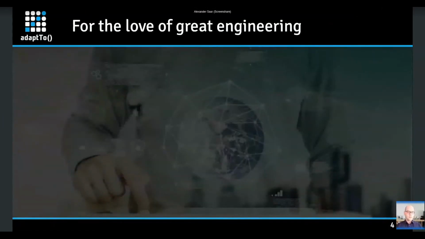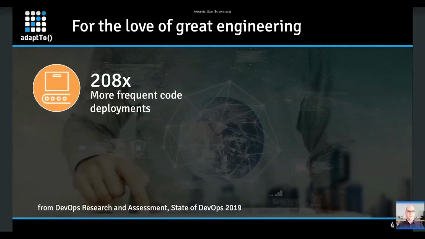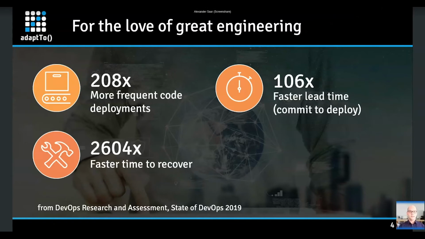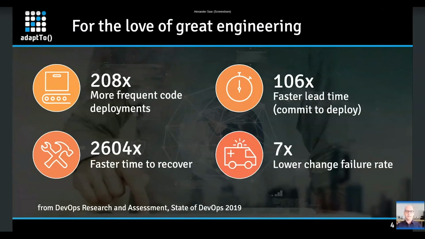Well, research shows that the use of cloud-native technologies is predictive for delivery performance and availability. And more specifically, teams that have adopted cloud-native technologies are able to deliver 208 times more frequent code deployments, achieve 106 times faster lead time from commit to deploy, 2,604 times faster time to recover, as well as demonstrate 7 times lower change failure rate. It's these traits, frequent deployments in a safe manner, fast lead times, and a really high availability that we wanted to enable for the AEM community as well.